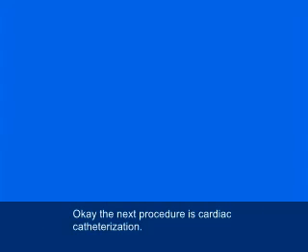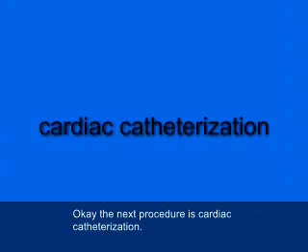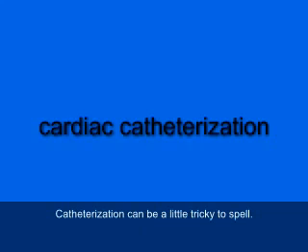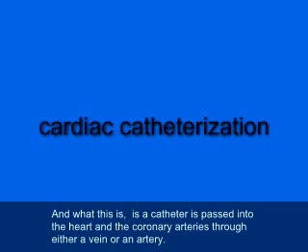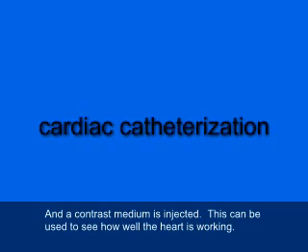Okay, the next procedure is cardiac catheterization. Catheterization can be a little bit tricky to spell. It's composed of catheter, CATHETER, is, IZ, and then ation, ATION. And what this is, a catheter is passed into the heart and the coronary arteries through either a vein or an artery. And a contrast medium is injected.